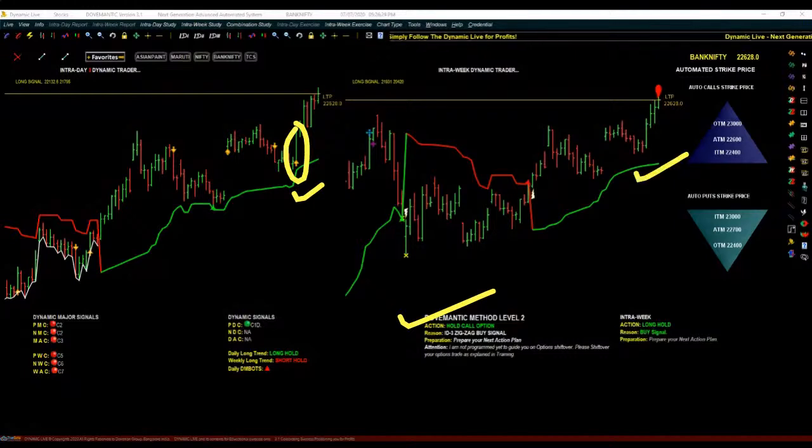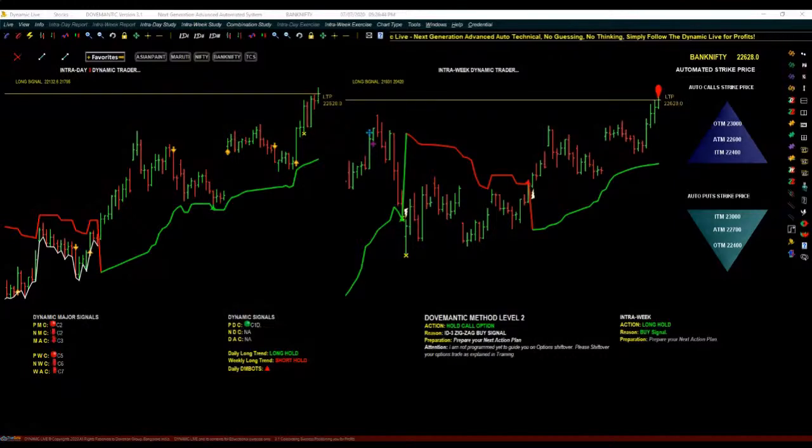We checked intra-week long. This was also green in color. So if they both are green in color, it means they both are telling us that the price is in an uptrend. In an uptrend, if you're planning to buy a call option, it means you are trading in favor of the trend, isn't it? So there is no need to think, no guessing, just go ahead and do the trade because you are in favor of the trend.